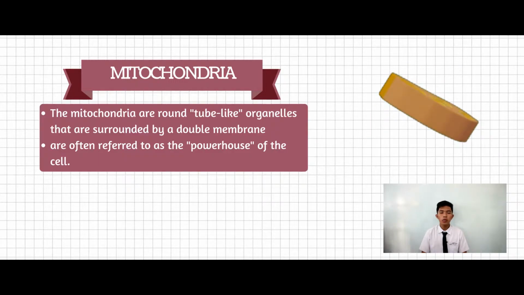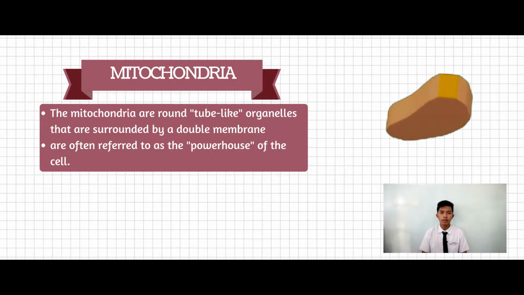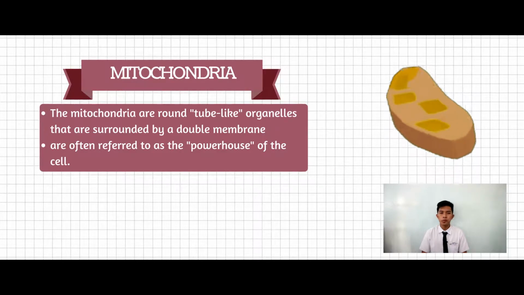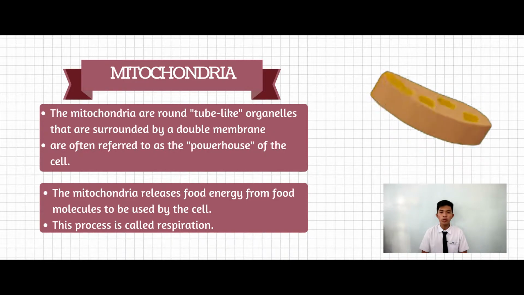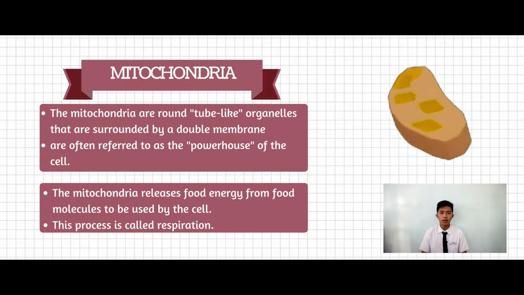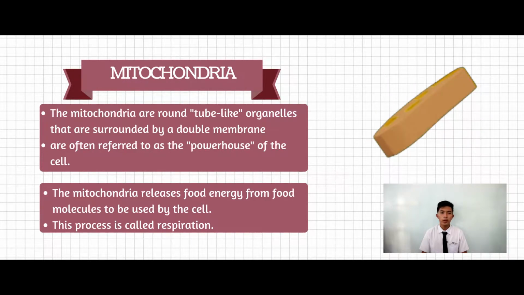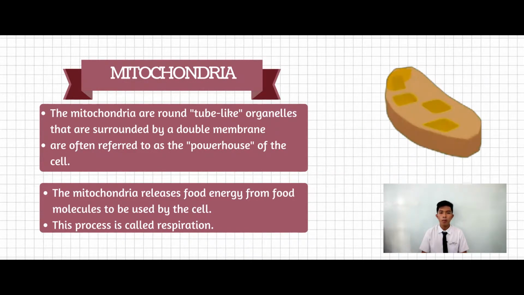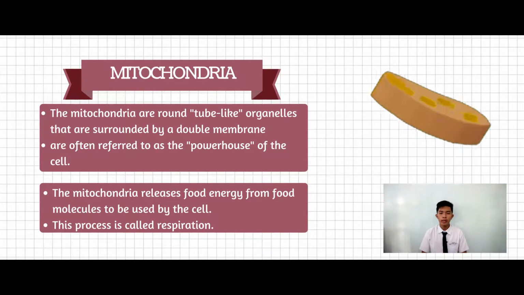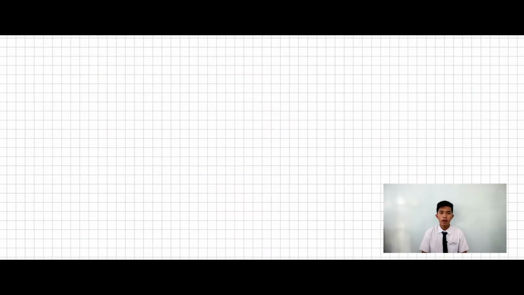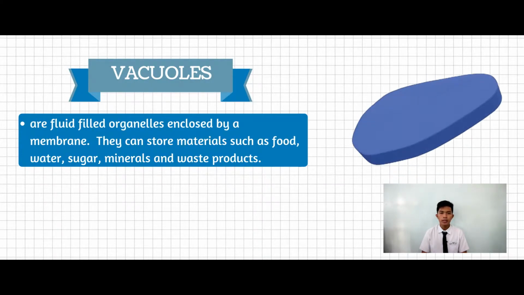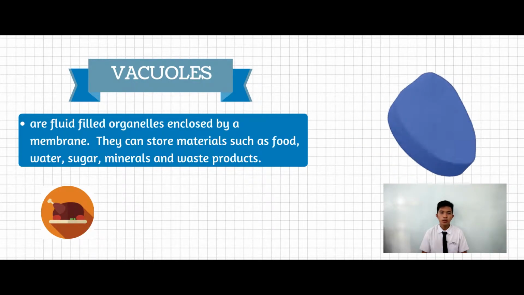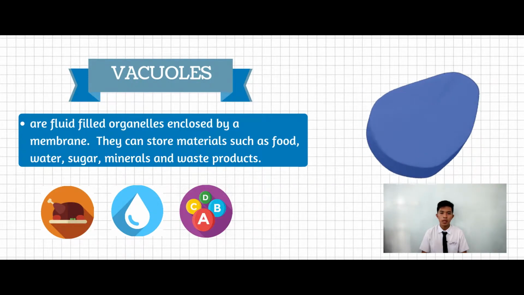Mitochondria. The mitochondria are round, tube-like organelles that are surrounded by a double membrane, and are often referred to as the powerhouse of the cell. The mitochondria release food energy from food molecules to be used by the cell. This process is called respiration. Some cells require more energy than other cells, so they would have many more mitochondria. Vacuoles are fluid-filled organelles enclosed by a membrane. They can store materials such as food, water, sugar, minerals, and waste products.